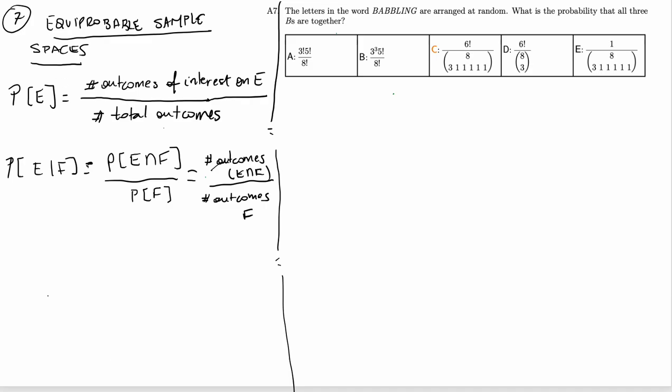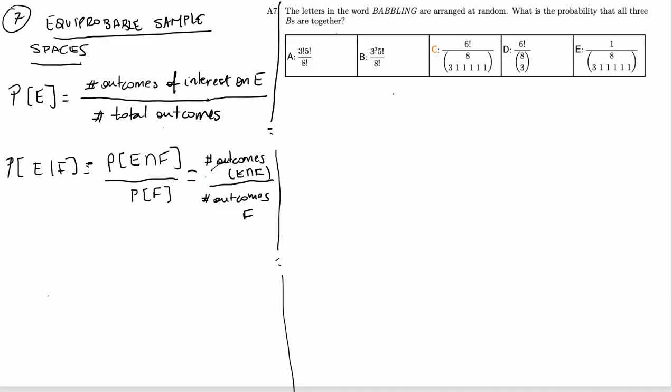So here's the exercise. The letters in the word babbling. I don't know if you can read that, it's small, but yeah, okay. The letters in the word babbling are arranged at random. Okay? So it means that let's say you have your computer and you have babbling on the screen, and there's a button on the side named shuffle. You click there, and the letters will rearrange randomly, right?